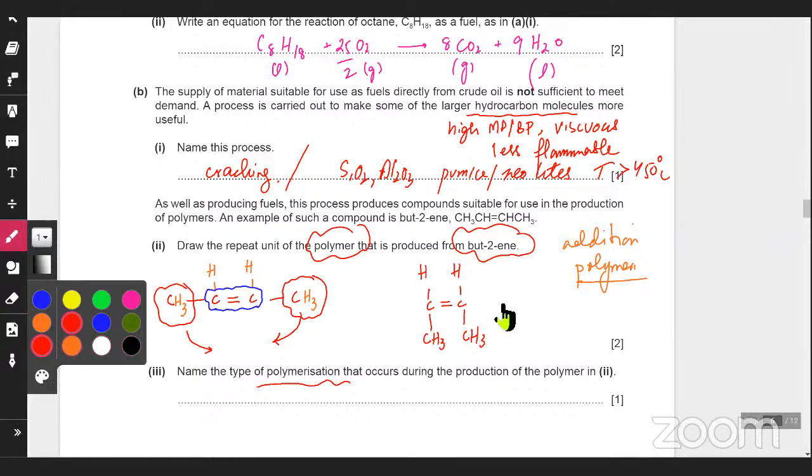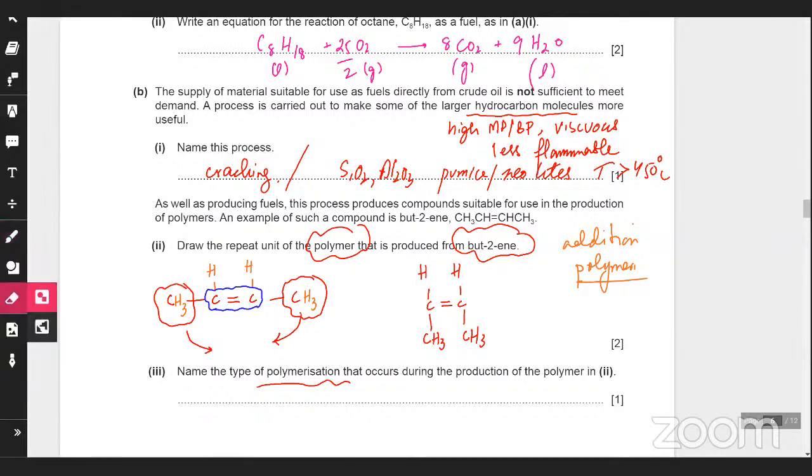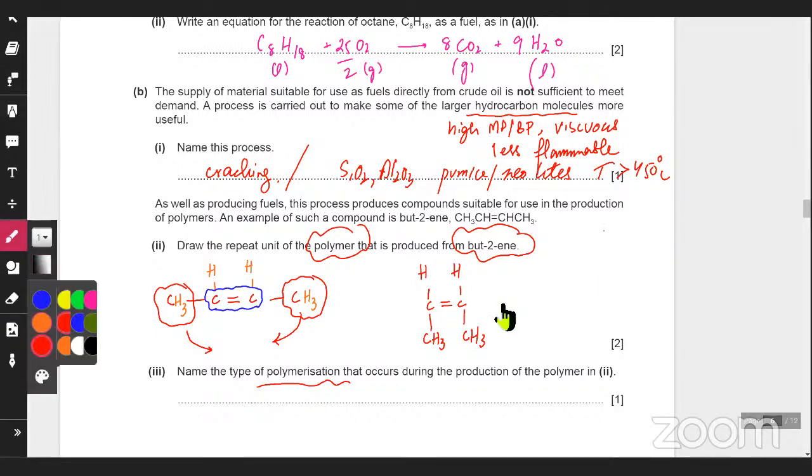So the next part is easy. Now the next part is easy. You just have to draw more of these, more of the same. They had just asked us to draw one repeat unit.